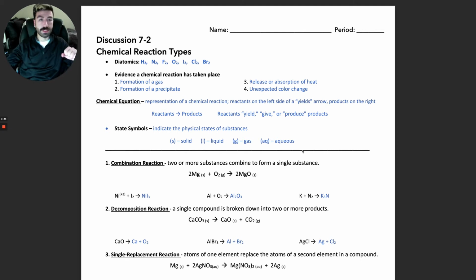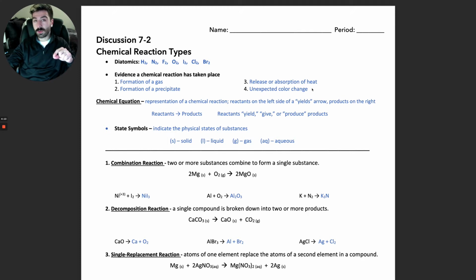Excuse me, but we have a few other things to talk about. First and foremost, there's evidence that chemical reactions have taken place, and we've actually learned all of these before. Formation of a gas or fizzing or bubbling, right? Formation of a precipitate, which is when a solid comes out of the solution. Release or absorption of heat or light, so just energy. And then unexpected color change. All of those could be indicators that a chemical reaction has taken place. Beyond that, you can actually consider odor change to be one as well, but because we don't really want to encourage you to smell things in the lab, that one's not really included.